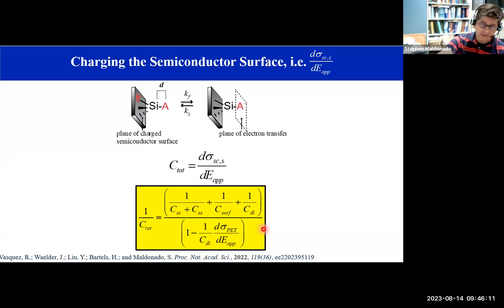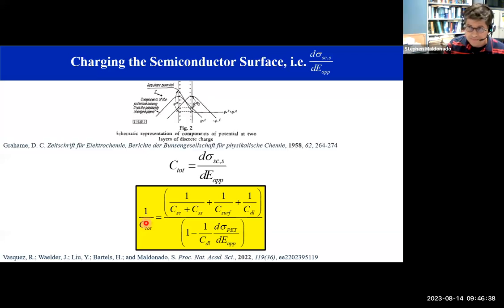And this, incidentally, is a consequence of that paper that I alluded to before from Henry White's group. It's the same idea, except this is how it works for a semiconductor electrode. And the key point here is that this derivative here, this is how the charge is changing at this plane of electron transfer. So the redox reaction now is a function of the total capacitance of the system and vice versa. What does that mean?